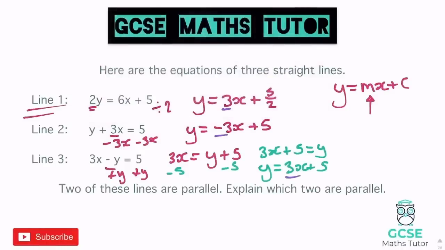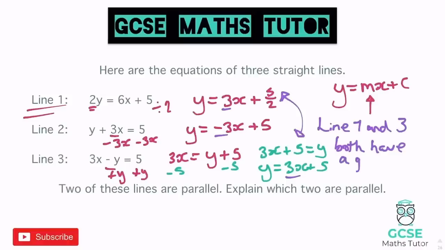So the top equation and the bottom equation both have a gradient of 3. So explaining which two are parallel, we would say line 1 and 3, as they both have a gradient of 3. And there we go, both have a gradient of 3. And that's that one finished.